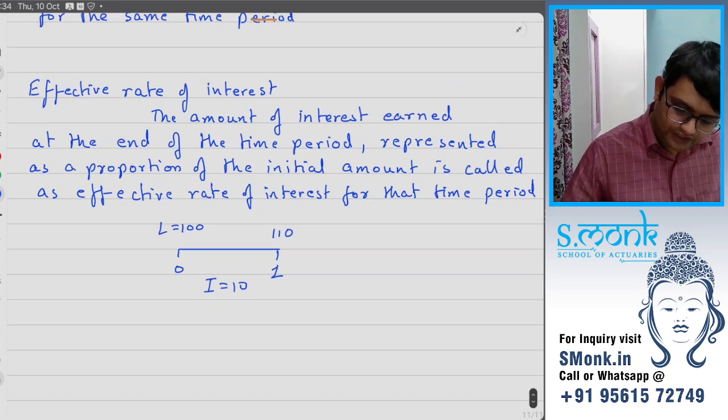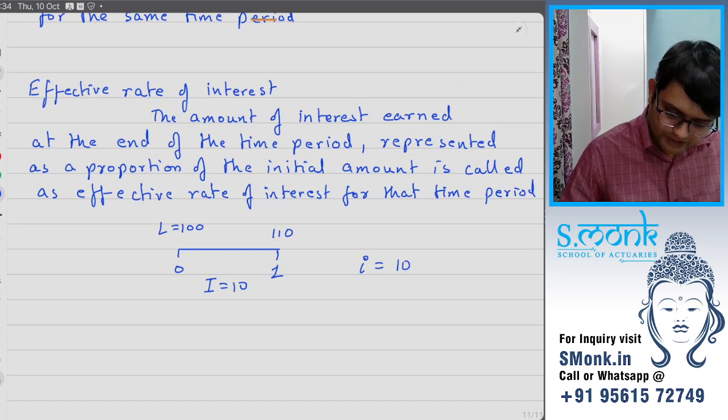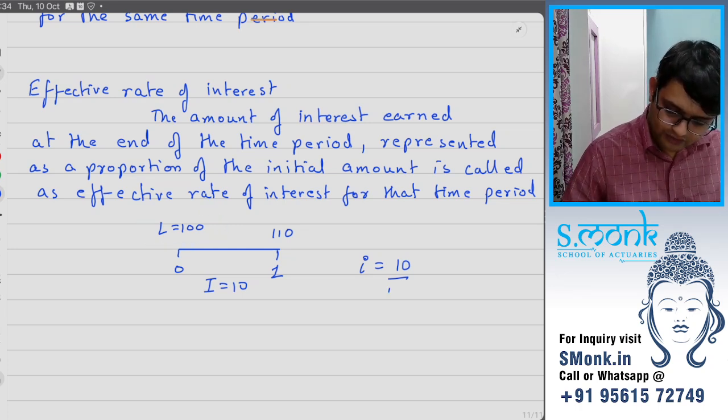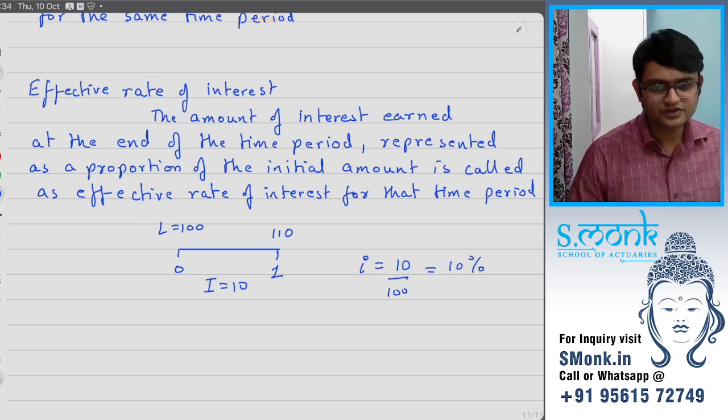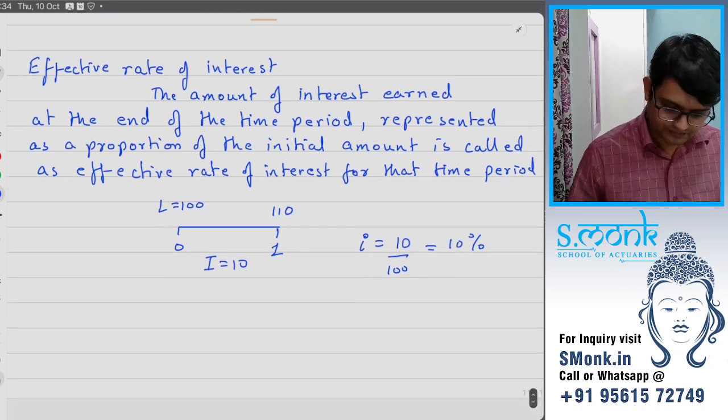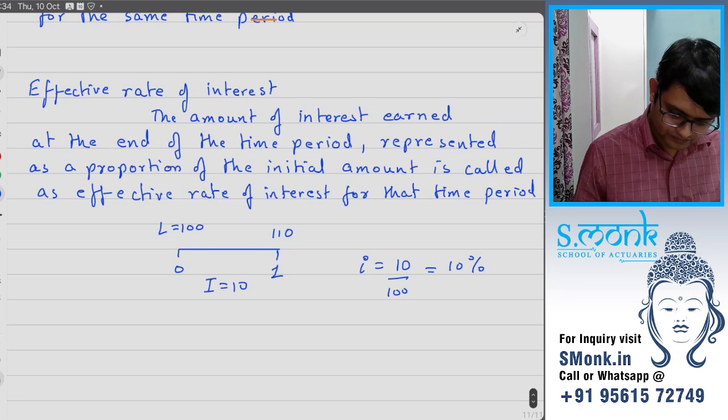And we are going to say that the effective rate of interest is the interest charged divided by, or represented as a proportion of, the initial amount. This is the initial amount, 100. So that is 10%. Rate of interest is 10%. That's very logical. Right.